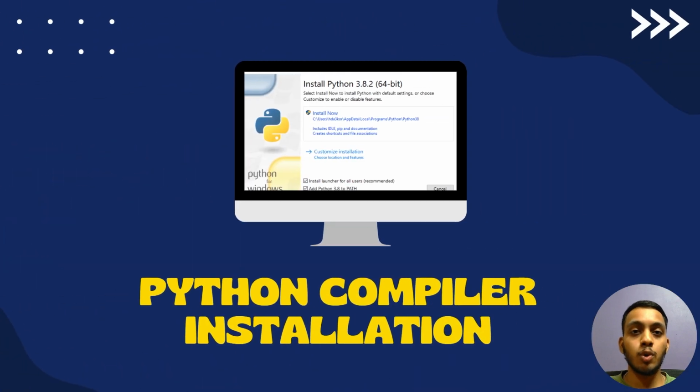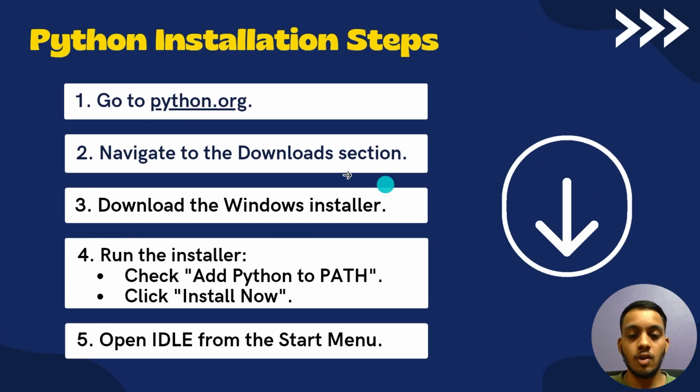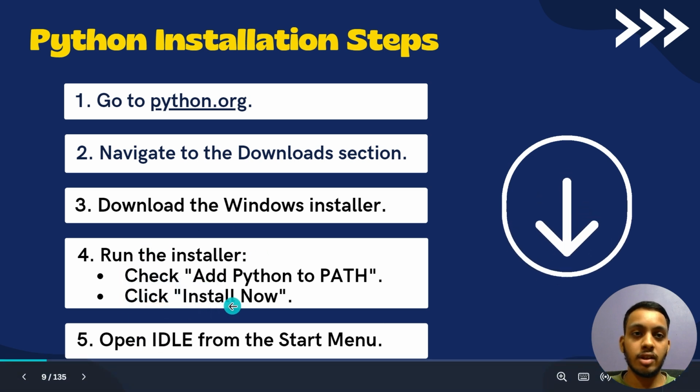Next, how to install the compiler. Let's see. Go to python.org, download the software, navigate to the downloads section, download the Windows installer, run the installer, and third, open Python.